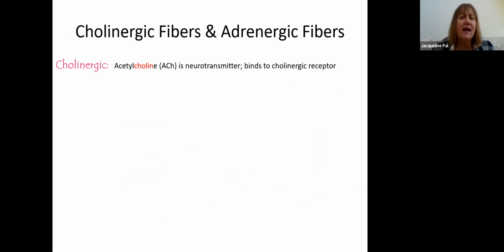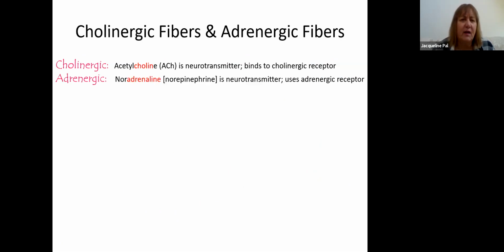As opposed to that, an adrenergic fiber is using noradrenaline / norepinephrine as its neurotransmitter, and so we say the receptor is adrenergic. So this is kind of weird because we use the term adrenergic for the receptor and the fiber, but usually we use the term norepinephrine when we're talking about the neurotransmitter as opposed to noradrenaline. Don't know why that is. It's just one of those weird facts.